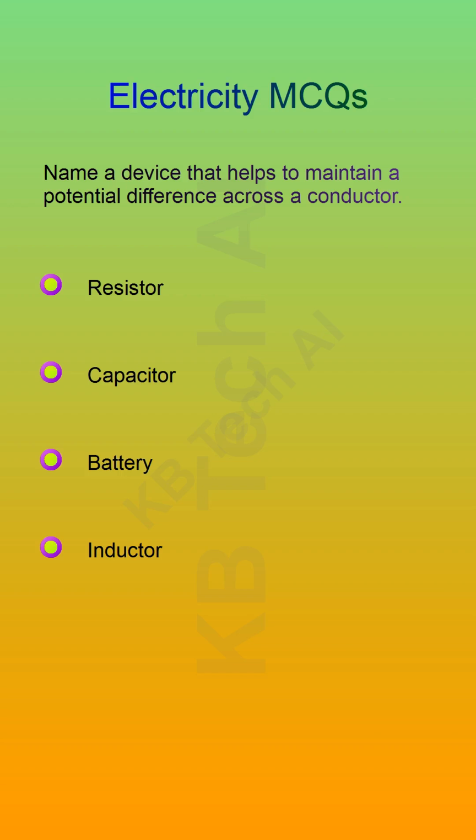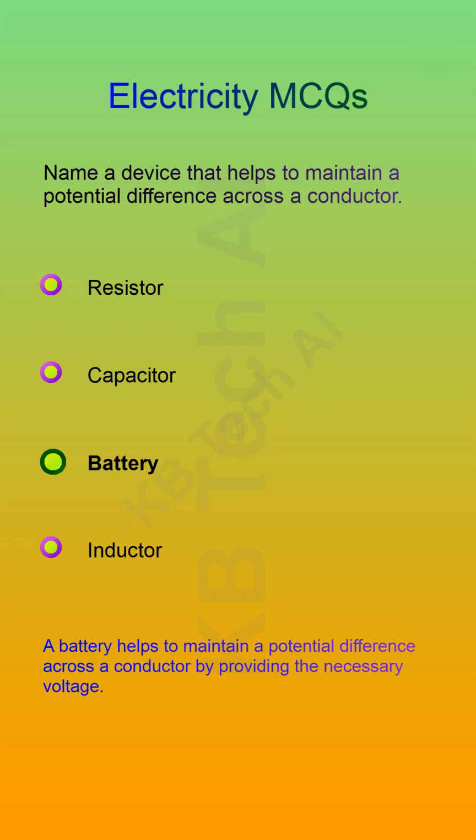Name a device that helps to maintain a potential difference across a conductor. Option 1, resistor. Option 2, capacitor. Option 3, battery. Option 4, inductor. The answer is, option 3, battery.